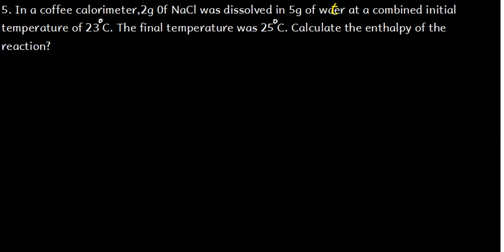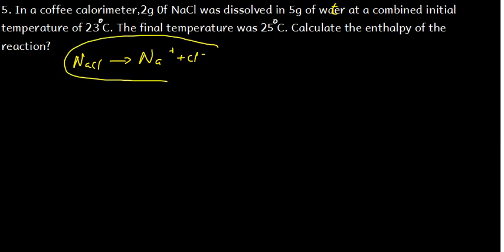Okay, how do we go about that one? So notice that what we have there is sodium chloride. This sodium chloride, after adding into the water, is going to dissociate into sodium ions and then chloride ions. So now I want to calculate the enthalpy for this reaction. The only way that we are able to calculate the enthalpy of this reaction is, first we need to calculate the heat that is involved in this reaction. So let's first calculate the heat of the water.